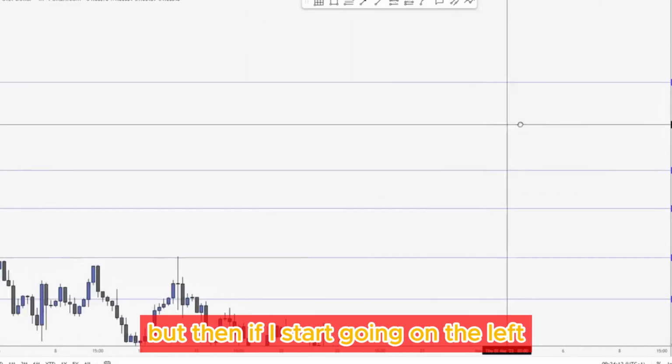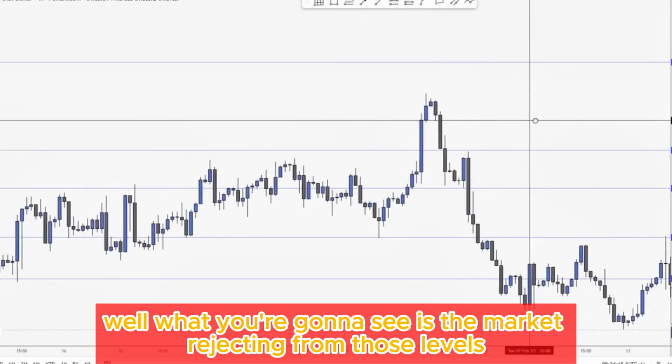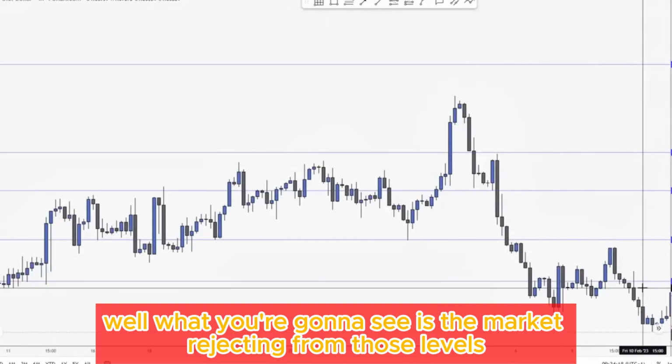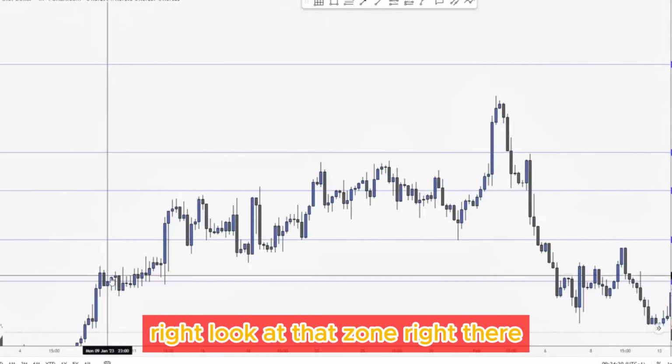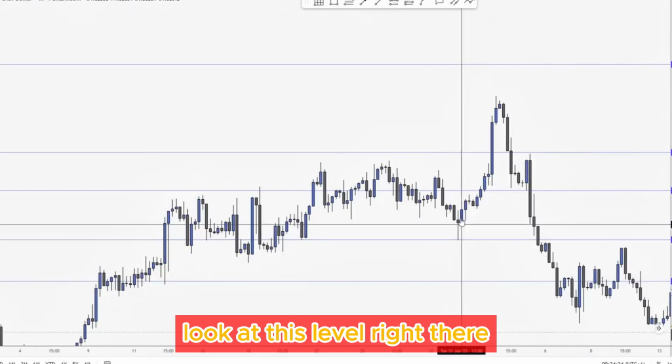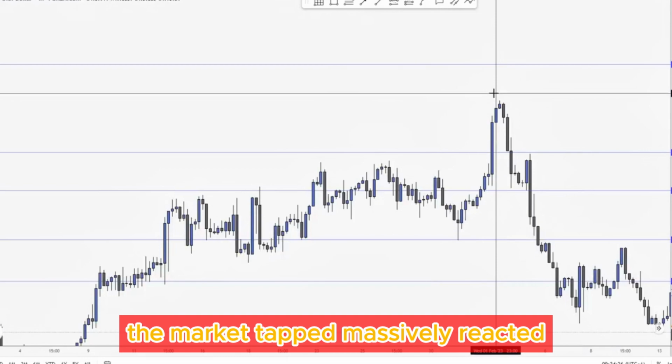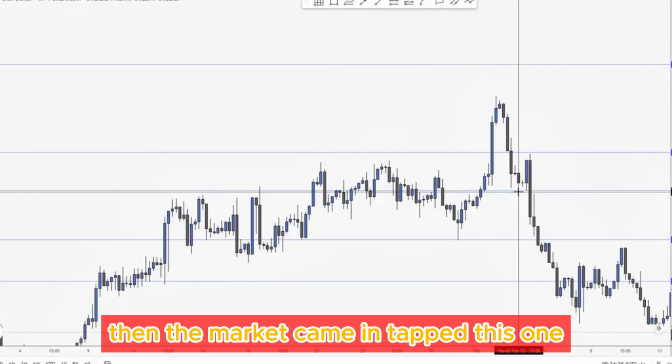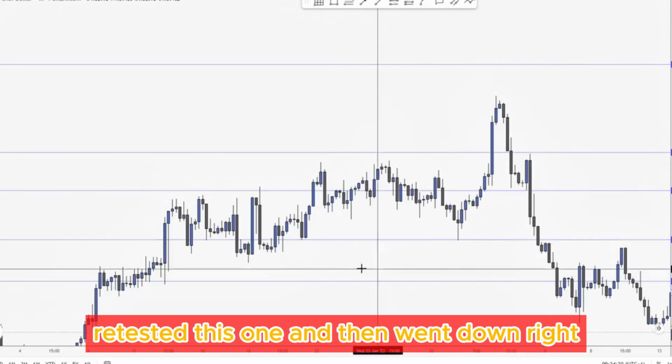No, right? But then if I start going to the left, what you're going to see is the market rejecting from those levels, right? Look at that zone right there. Look at the interactions, right? The market came in, reacted. Look at this level right there. The market tapped, massively reacted. Then the market came in, tapped this one, retested this one, and then went down, right?